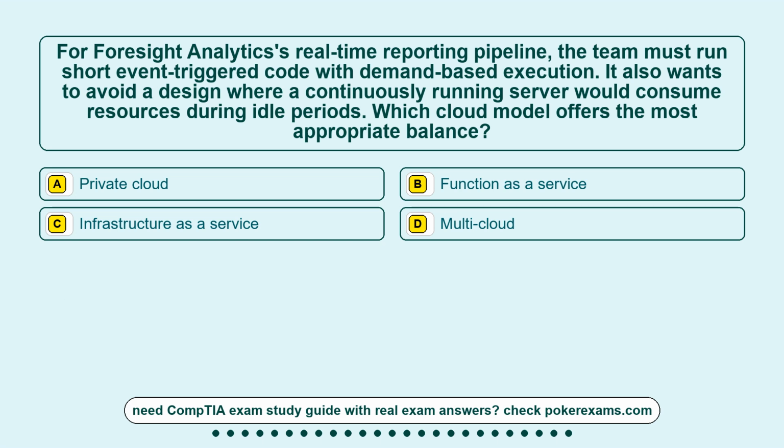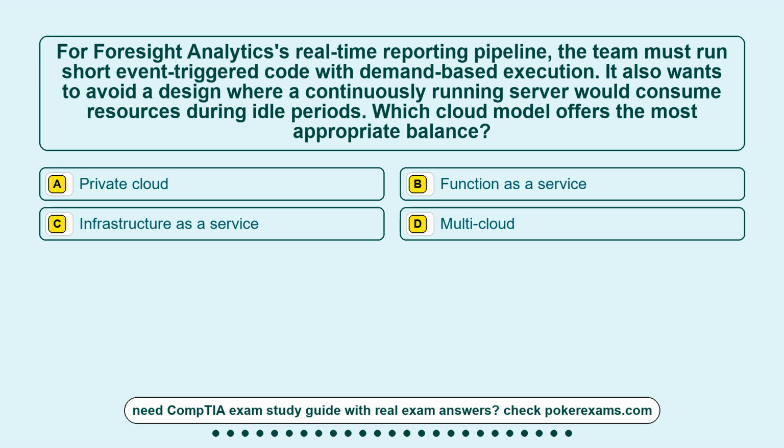Question 1. For Foresight Analytics' real-time reporting pipeline, the team must run short event-triggered code with demand-based execution. It also wants to avoid a design where a continuously running server would consume resources during idle periods. Which cloud model offers the most appropriate balance? Option A, private cloud. Option B, function as a service. Option C, infrastructure as a service.